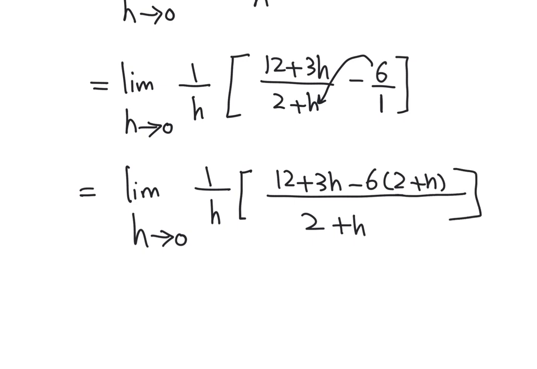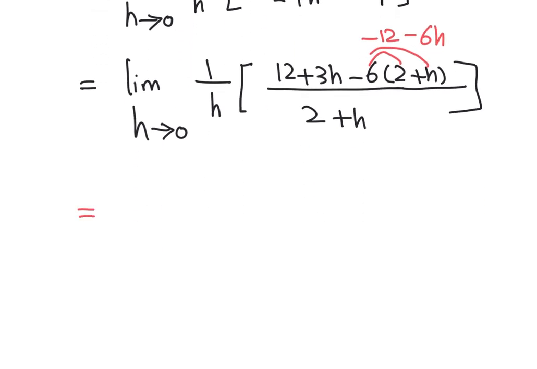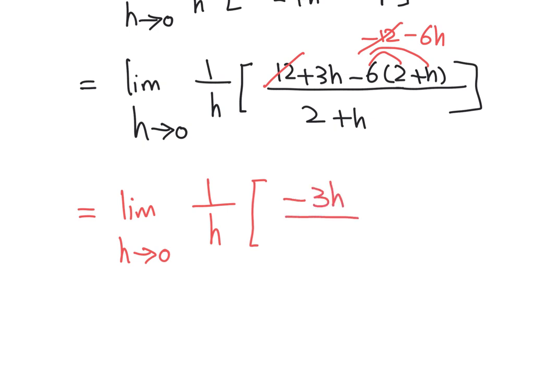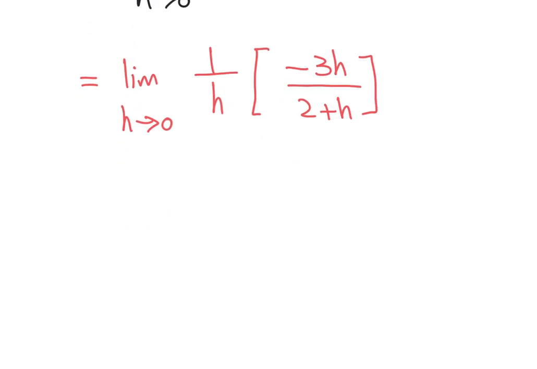Okay, you can simplify this part. It is minus 12 minus 6h. So equals the limit of 1 over h times, you can cancel minus 12 by 12. So it is 3h minus 6h, which is equal to minus 3h over 2 plus h. And as you see, h goes to 0. But first we need to cancel h by h, otherwise we get an indeterminate form. First we need to cancel h.